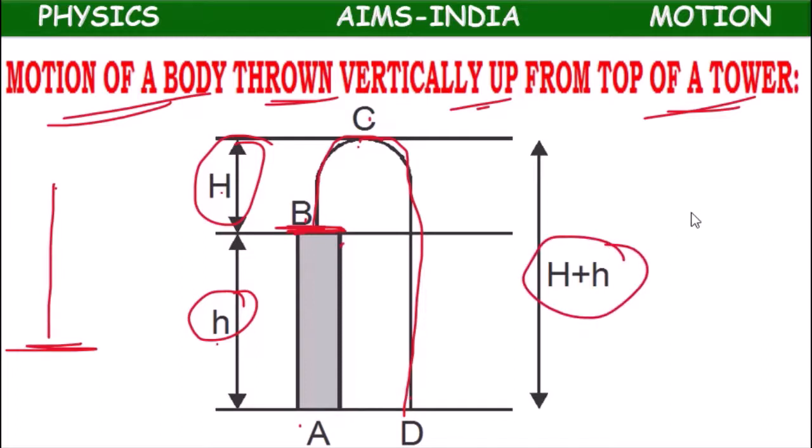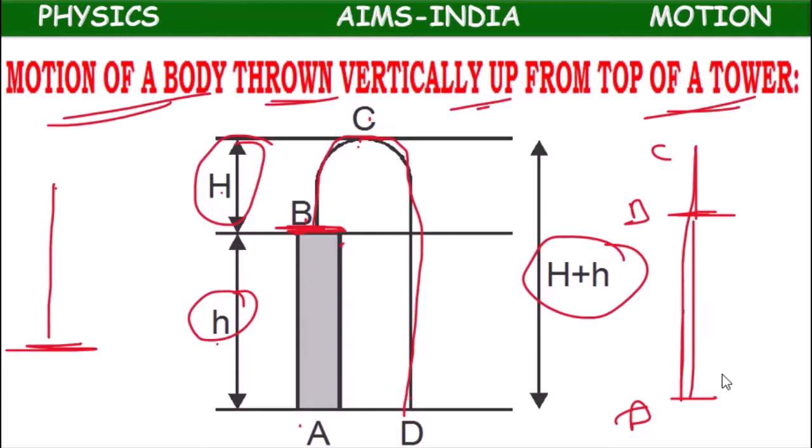Actually, this is a straight line, children. This is B, this is A. A to B, B to C, same path, C to D. It's the same straight line, going up and coming back. But for showing the values we have drawn it like a curve, but it is not a curve. It's a straight line path. You have to assume it as a straight line path.